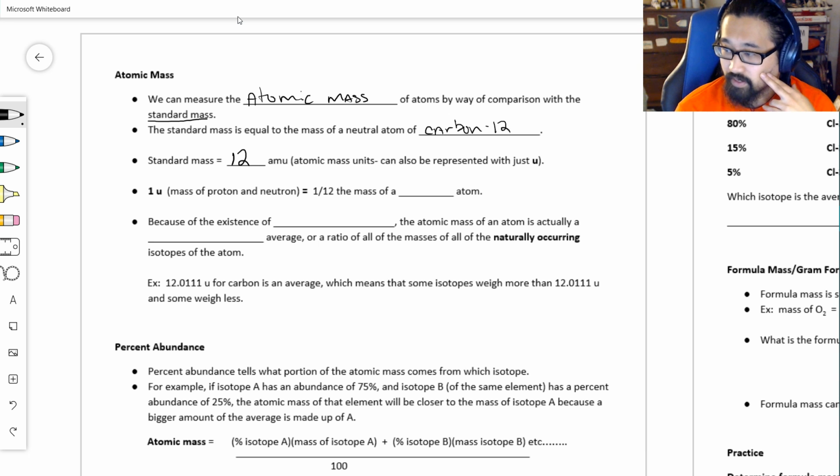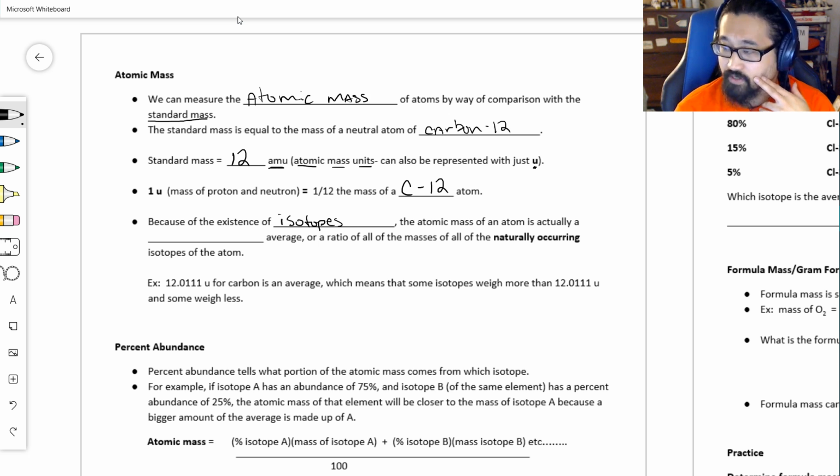Now, AMU stands for atomic mass units. You also might see just a lowercase u. They mean the same thing. One atomic mass unit, or 1 u, is the exact mass of one proton or one neutron, and we define it as exactly 1/12 of the mass of a carbon-12 atom. Again, capital C is the symbol for carbon, dash 12 means the same thing. But we know that not every carbon is carbon-12. We have carbon-13 and we have carbon-14, which means that we know about the existence of isotopes.